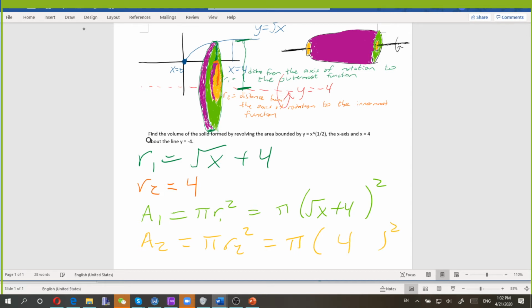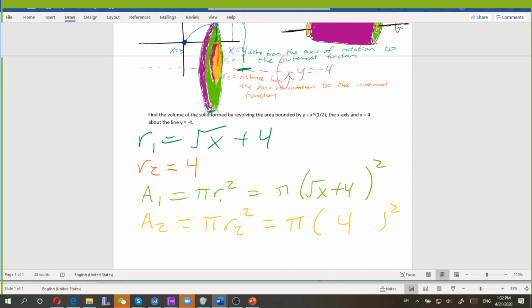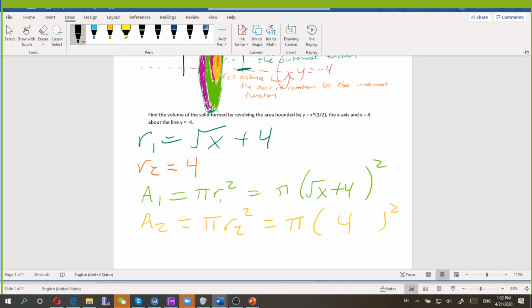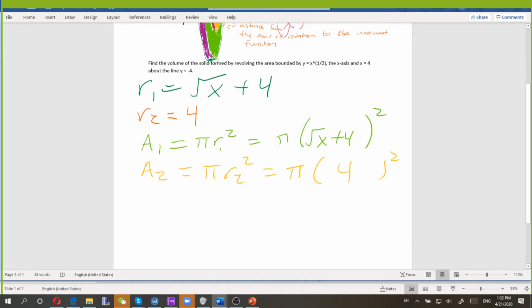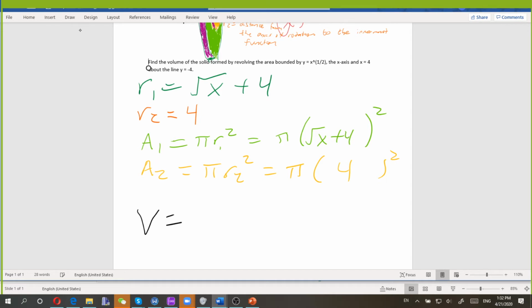And pi times 4 squared. Everyone okay so far? Yeah. Okay, then my total volume of this shape would be what happens when I multiply these areas times their infinitely small change in x. Or I could say our total volume is equal to pi times the integral of your start point to your end point of r1 squared minus r2 squared times dx.